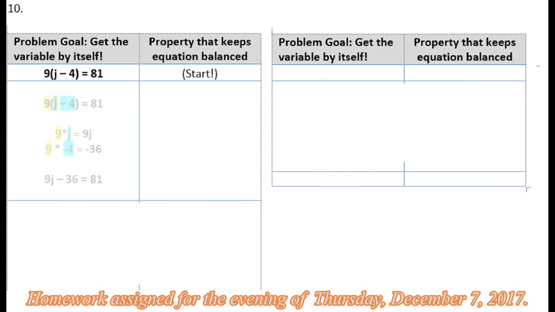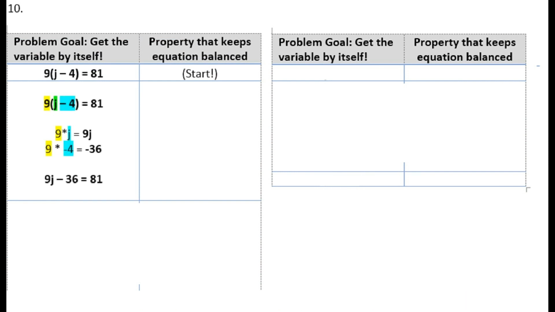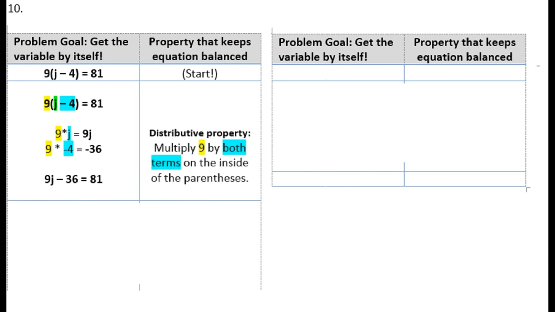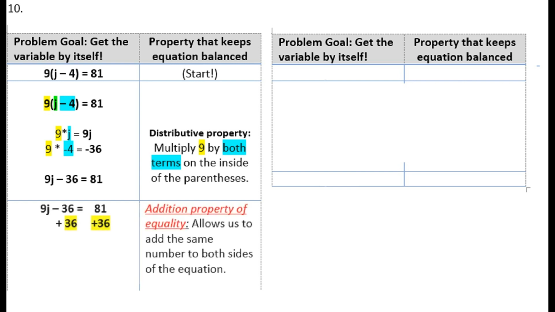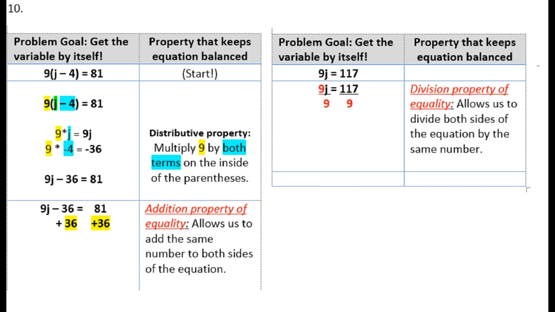Now, number 10. So we have 9 times the quantity j minus 4 equals 81. All right, so the first thing we have to do is use the distributive property, and that's 9 times j equals 9j, and 9 times negative 4 equals negative 36. So we're multiplying 9 by both terms. So we end up with 9j minus 36 equals 81. Add 36 to both sides. That's the addition property of equality. We have 9j equals 117. Now, that's an easy problem to solve. It's division. The division property of equality, 117 divided by 9, j equals 13.